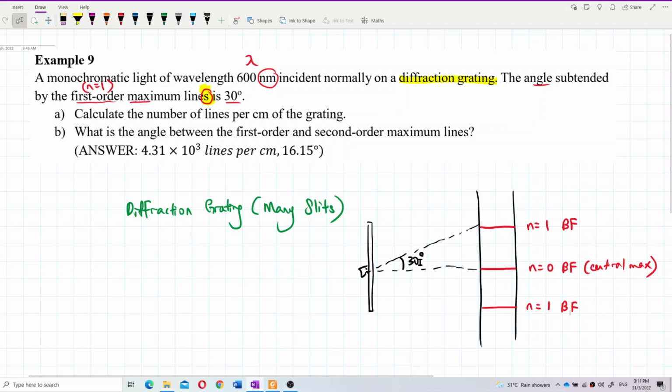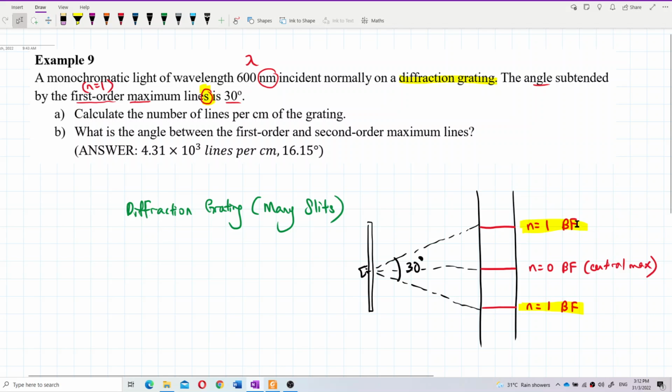So the 30 degree is not the angle of the first order bright fringe to the central bright fringe. Instead, it is the angle between the first order maximum lines, the angle between the two first order bright fringe at the top and at the bottom. So angle 30 degree should be this angle, between the first order bright fringe at the top and the first order bright fringe at the bottom.